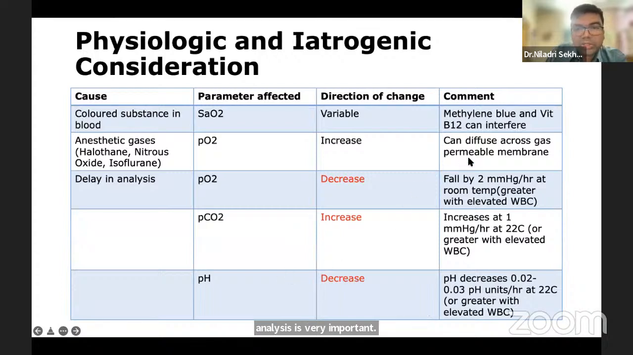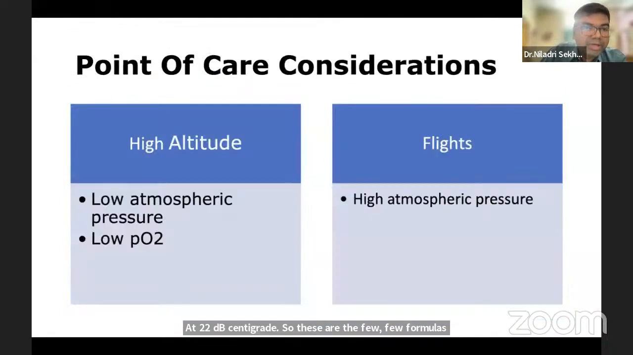We have already discussed this, so there are some formulas given. The fall in PO2 will be 2 millimeters per hour at room temperature. It can be elevated if you have a high WBC count. Similarly, the PCO2 increase will be 1 per hour, but it can also go up with an elevated WBC count. The pH fall will be around 0.02 to 0.3 units per hour at 22 degrees centigrade. So these are a few formulas to know if there is a delay.